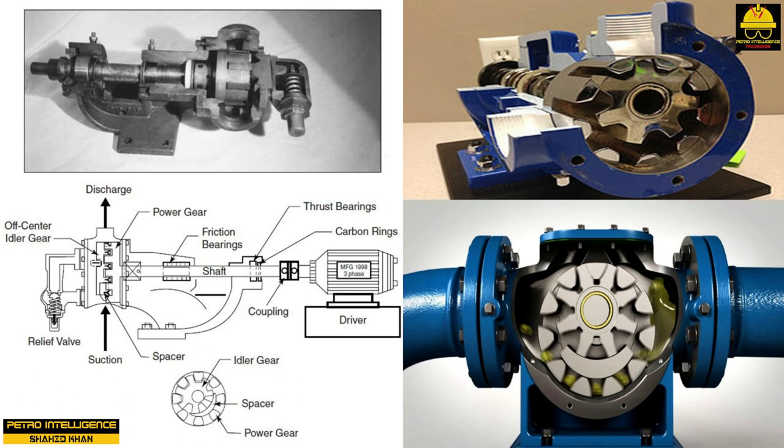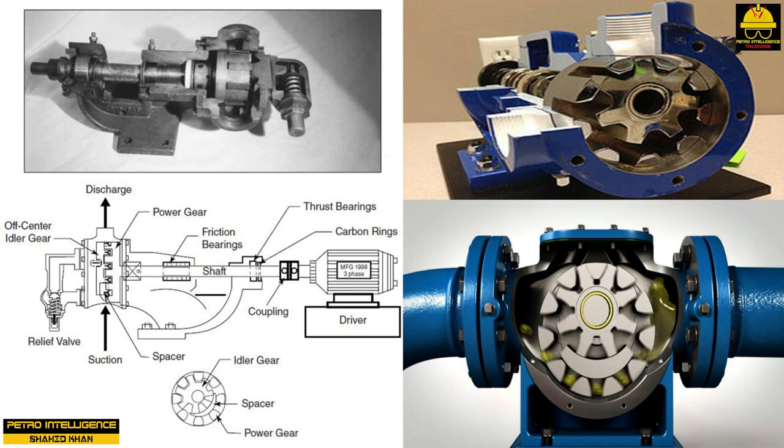Since the pump is self-priming, the voids between the teeth of the power gear and the off-center idler gear fill with liquid. During rotation, liquid is separated by a crescent-shaped spacer. Liquid is pressed into the spaces above and below the crescent. As the gears rotate around the circular pump casing, the liquid is discharged out of the pump.